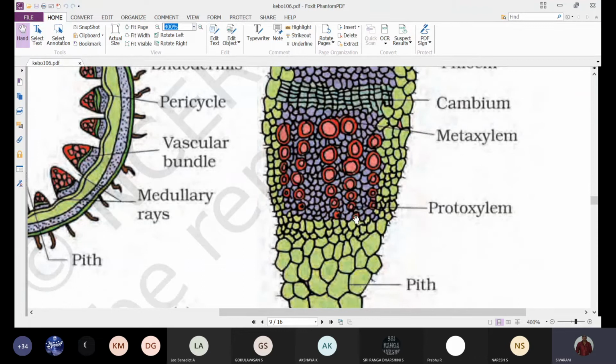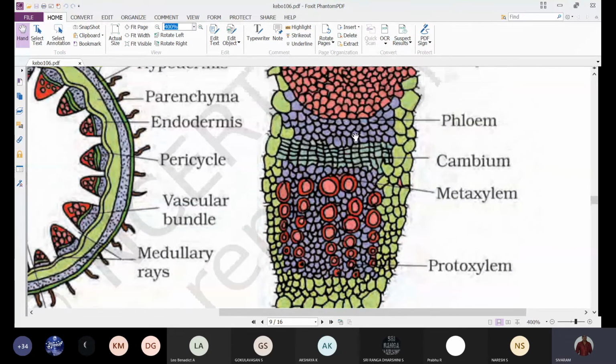The lumen is very small towards the inner side. This is the protoxylem, and we can see the lumen is very wide here. So this is metaxylem. So protoxylem towards the inner side and metaxylem towards the outer side. Because the protoxylem is present towards the inner side, we are calling it endarch. And next we can observe the phloem and xylem, which are separated by cambium. So open type of vascular bundle, and we can see the xylem and phloem are present on the same radius. So we are calling it conjoint. So conjoint open type with endarch xylem.